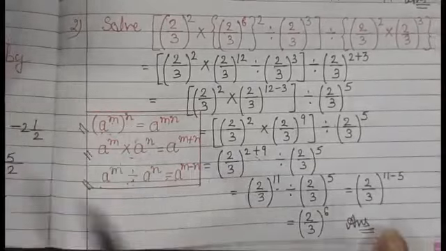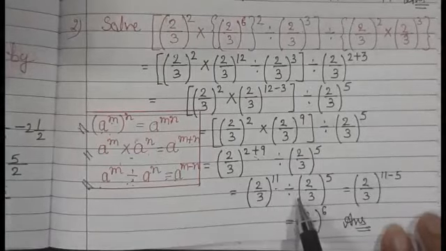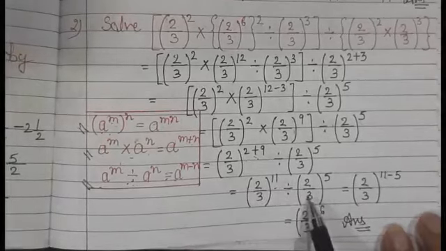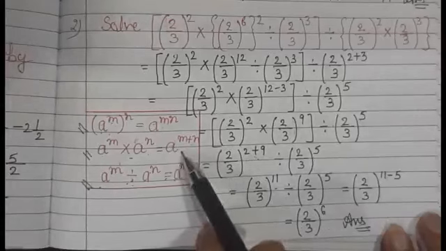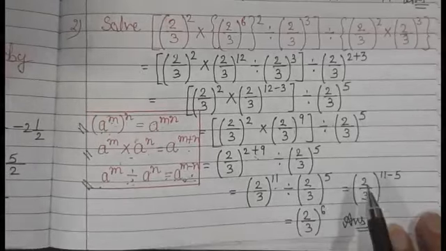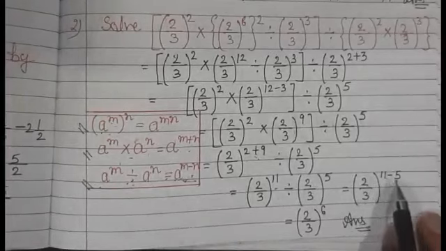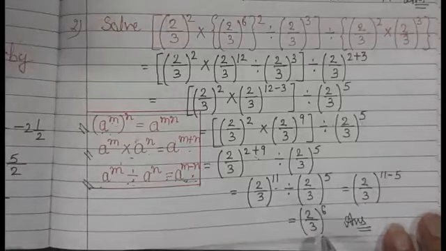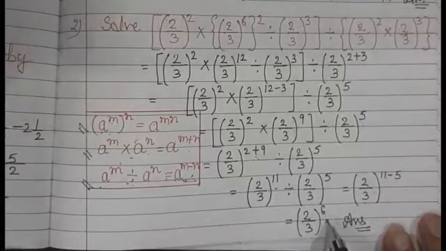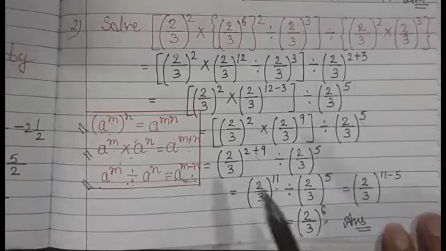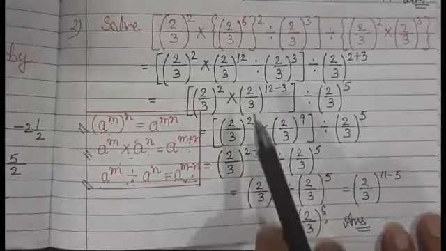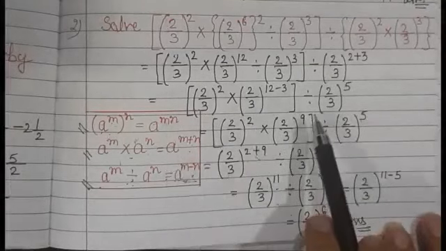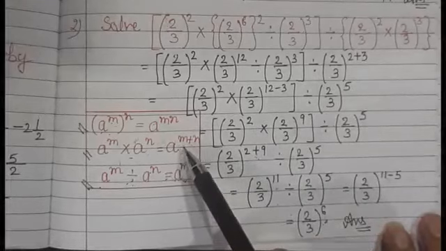Clear? Now (2 by 3) to the power 11 divided by (2 by 3) to the power 5. Again division sign is coming, bases are same, powers are different, then we have to subtract, right? So when we subtract, (2 by 3) to the power 11 minus 5 becomes 6. So the answer will be (2 by 3) to the power 6. It is clear? And when these types of numericals come, it is compulsory to write the laws. Which laws we are using to solve this numerical, we have to mention over there, right?